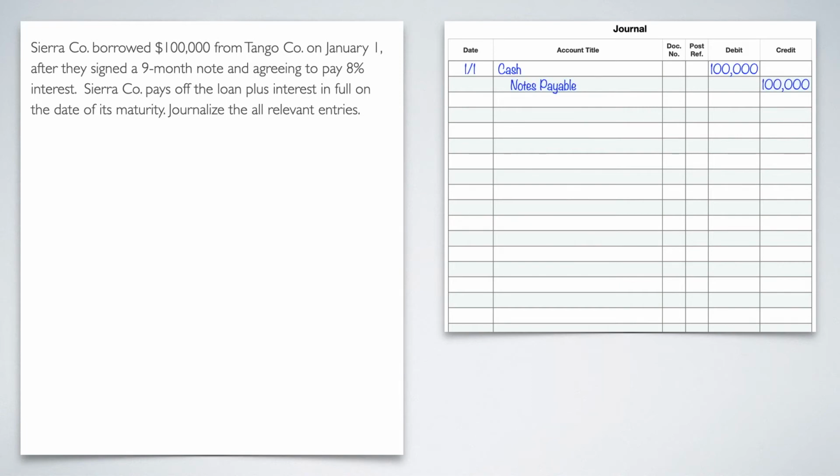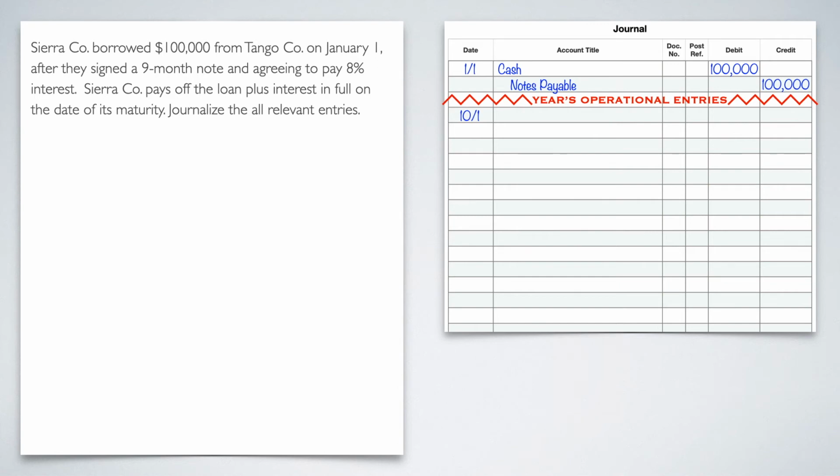So again, it's going to be 1/1 cash of 100,000, notes payable of 100,000. Then we have our normal yearly operational entries. And then we get to 10/1. 10/1 is when the maturity date would be, and again, 9 months note. So it would mature on 10/1. So we need to do a journal entry. And 10/1 is when we actually are paying this.